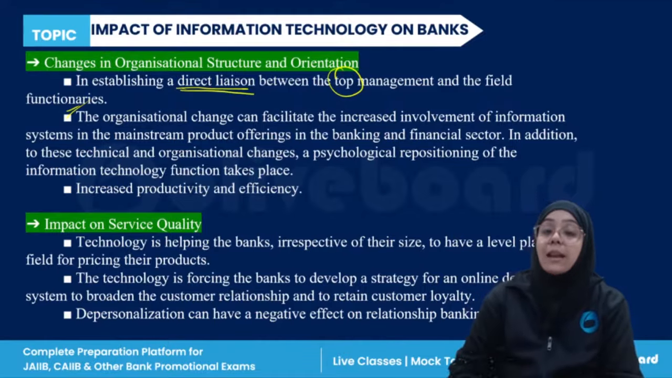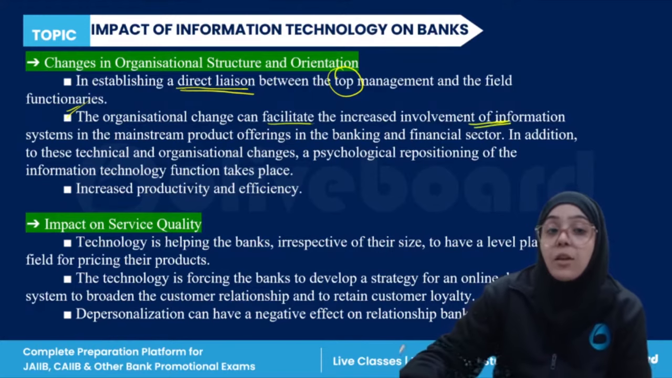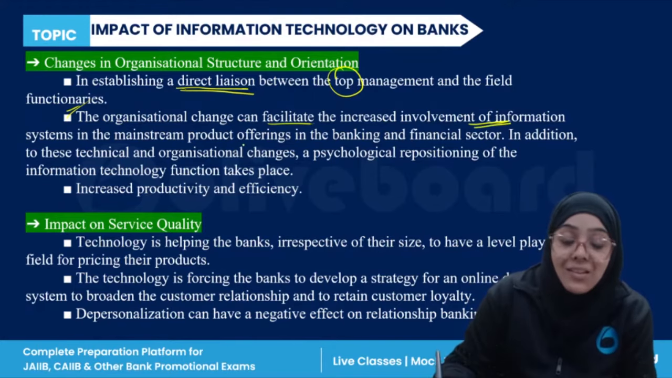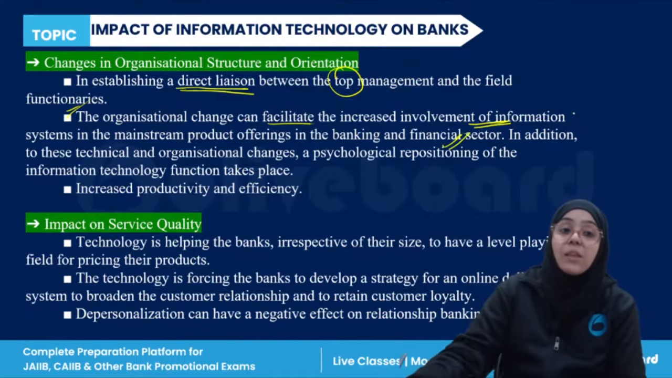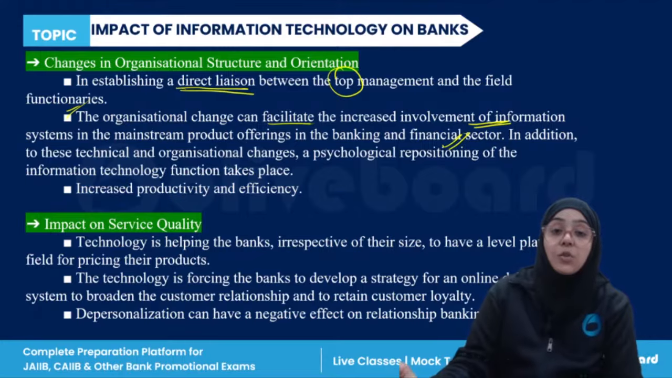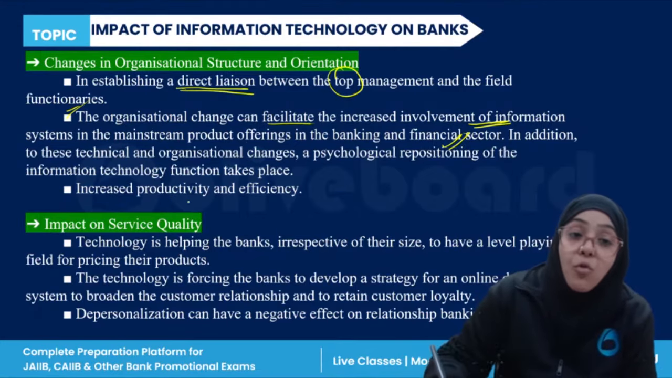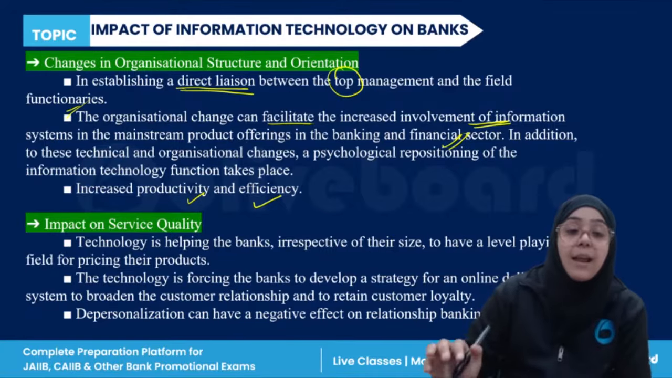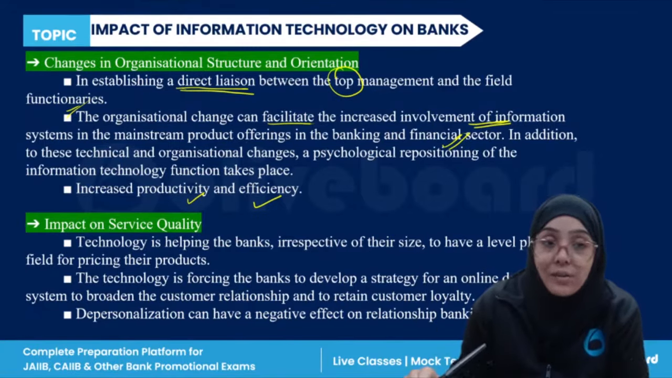Now the organizational changes can facilitate the increased involvement of information systems in mainstream product offerings in the banking and financial sector. In addition to these technical and organizational changes, a psychological repositioning of information technology takes place. Improved productivity and efficiency: it helps in increasing or enhancing productivity and efficiency.